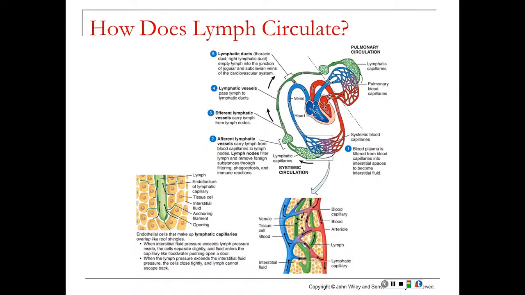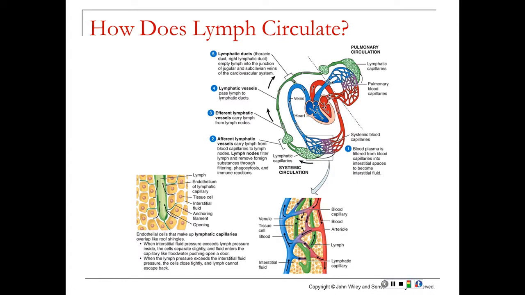So let's look at how lymph circulates. Kind of alluded to this before, but we'll go into it in a little bit more detail. So at the systemic level, so within the tissues, the blood plasma is filtered from the blood capillaries into the interstitial spaces, and that becomes interstitial fluid. The afferent lymphatic vessels are going to carry that lymph back up towards the heart. So they're called afferent lymphatic vessels.